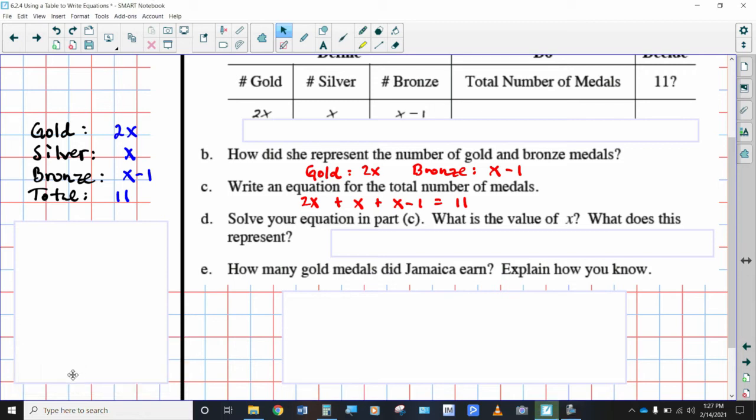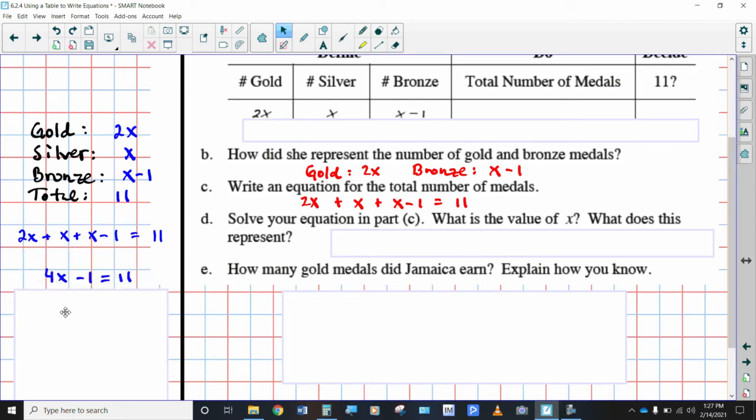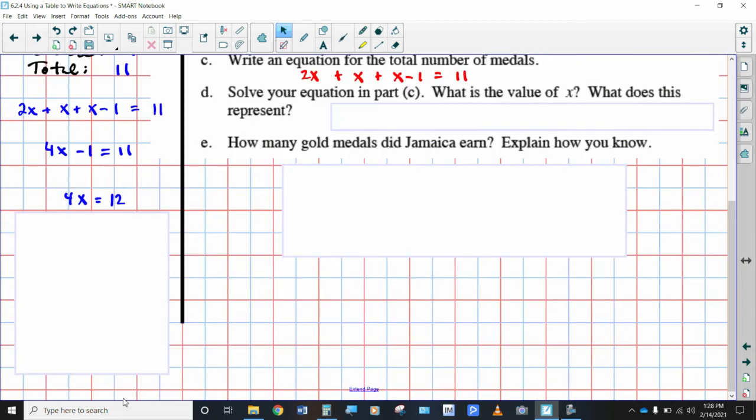Okay, so here's the work that we're going to do. We're going to start with 2x plus x minus 1 equals 11. So we need to combine like terms. So let's get all the x's together. You have a total of 4 x's there, minus the 1 is equal to 11. Now, I want to know what the 4 x's were equal to before I took away the 1. So let's add that 1 back in. This must have been 12, since 12 minus 1 is 11. So 4 x's has to equal 12.